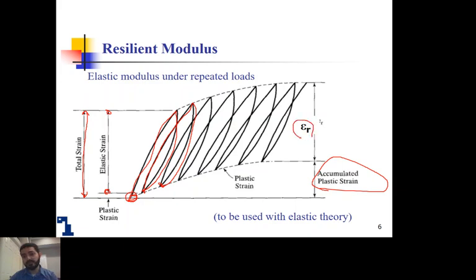So this here is epsilon r. This is what we call the recoverable strain, which gives us an idea how much plasticity this sample or this material really has.